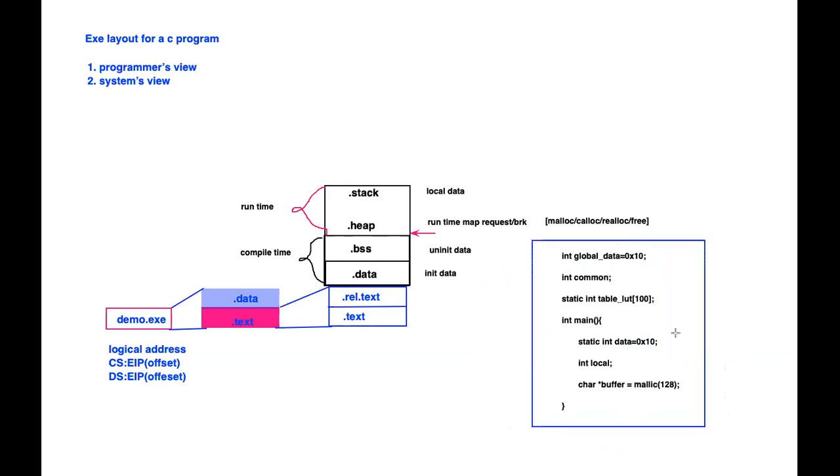So all the global variables and static variables which are initialized will go and sit in the data segment. This variable here is initialized, so that should go and sit in the data segment because it is initialized data. The same goes for this variable. Why? Because it is not a local variable, it's a static variable, and it is initialized to some value. So it will go and sit in there.